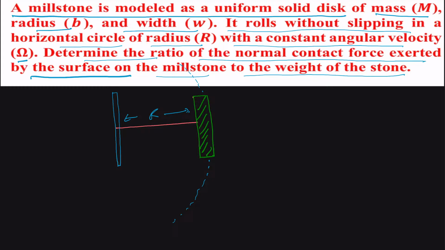and we are going to have two forces that will be acting. One will be our mg in the downward direction, and the other one will be our normal that will be acting in the upward direction. So these are two forces, and we are supposed to find out their ratio. And it is rotating about this circle with an angular velocity of omega.